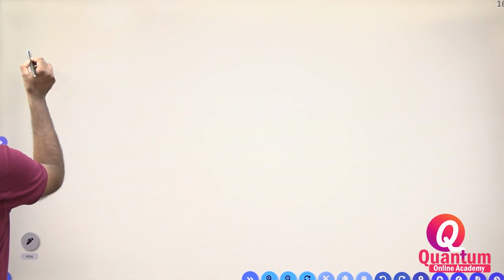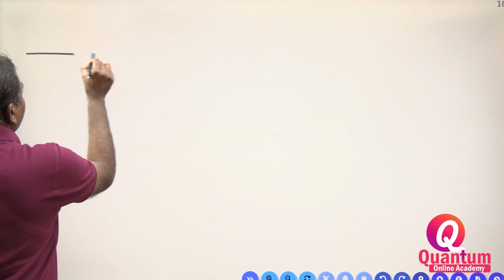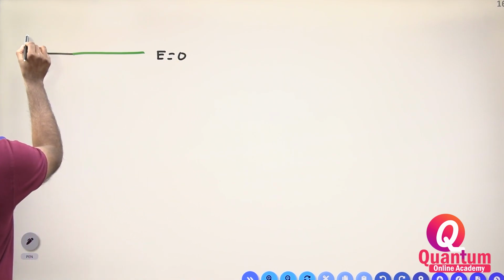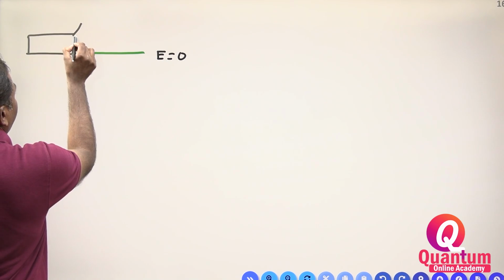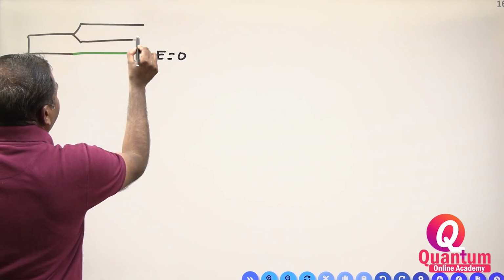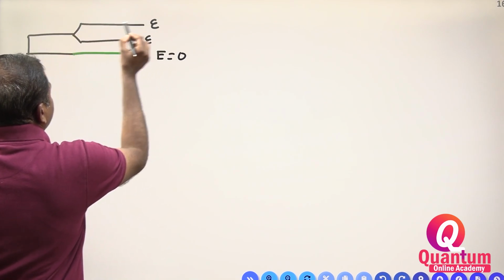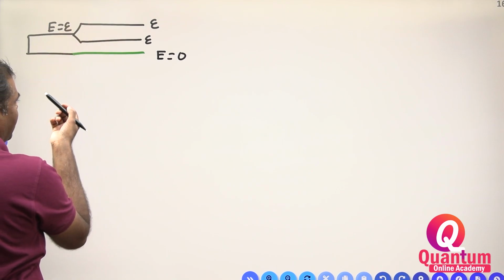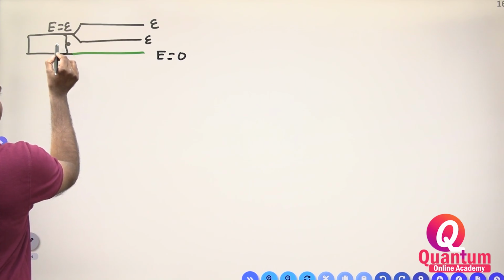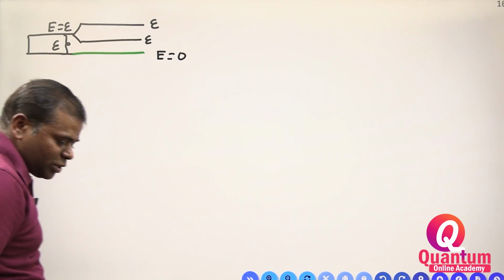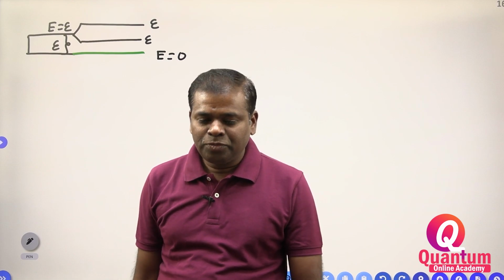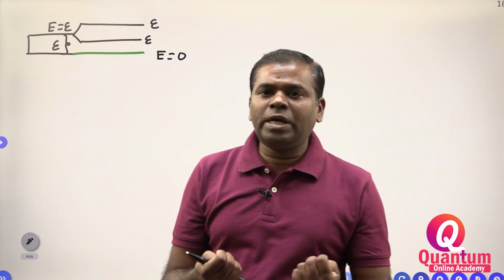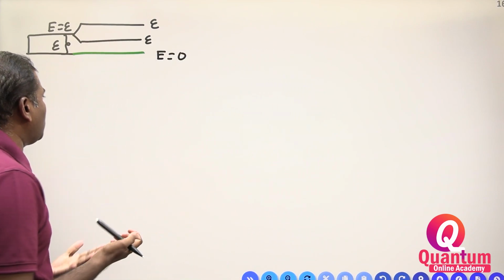I already explained. Here one particle is there. The ground state energy is equal to 0. The first excited state is doubly degenerate, and that energy is equal to E. So the energy difference between the two levels is E. Now we need to calculate the partition function. How do we have to calculate the partition function? Let us see.